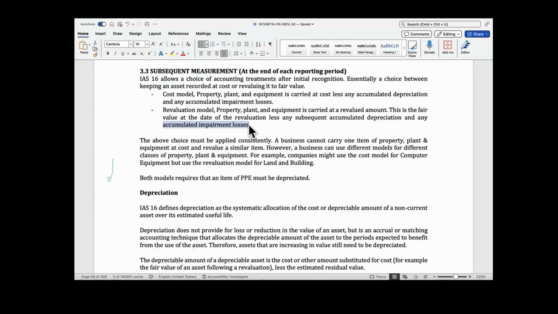So here in IAS 16, mostly we'll be focused on cost minus accumulated depreciation for the case of the cost model, and fair value minus subsequent accumulated depreciation for the case of the evaluation model. So now, the first thing we need to look at to get our carrying amount at the end of the year is a concept called depreciation.